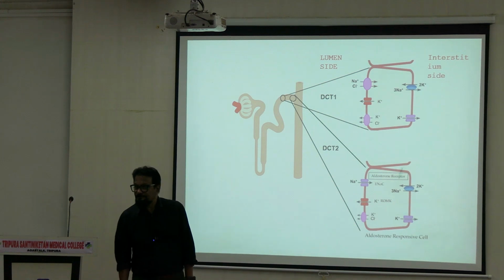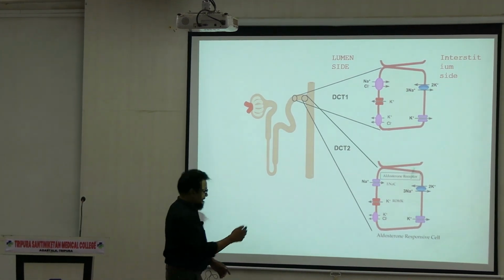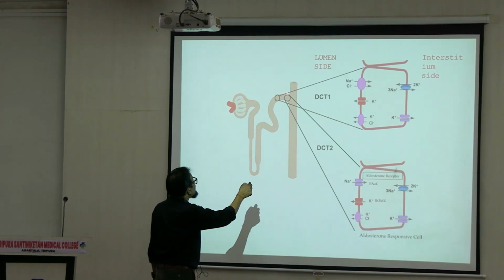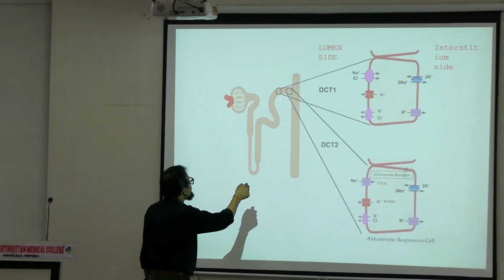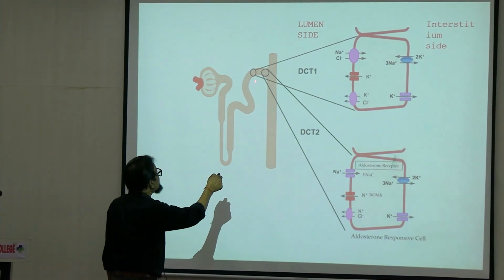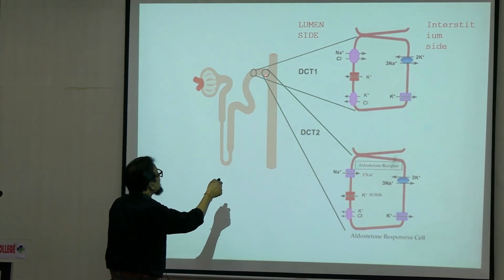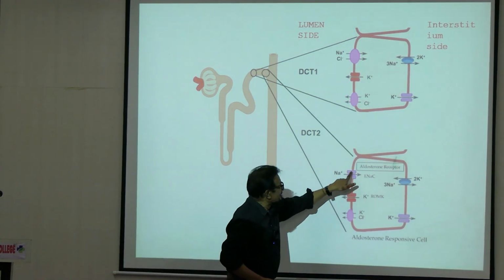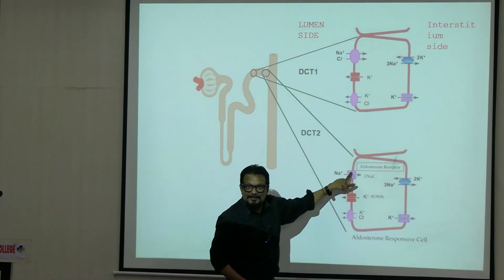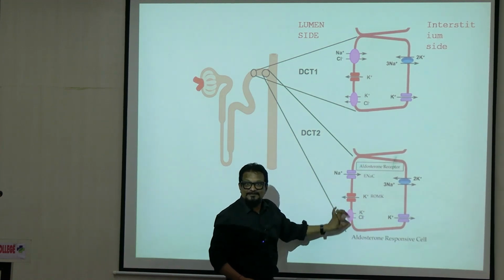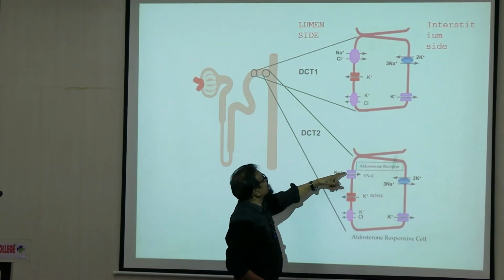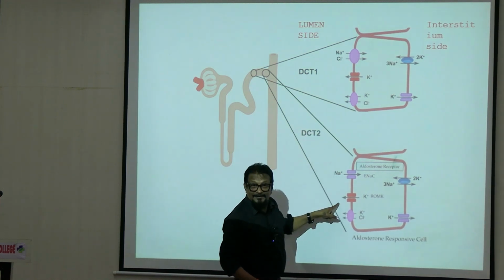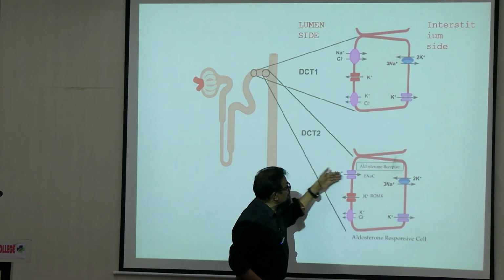Here is the difference. Aldosterone will act only in this part. Here there is no action because aldosterone receptors are absent. With the action of aldosterone, these receptors are implanted. Because these receptors are absent there, a lot of sodium can enter here.